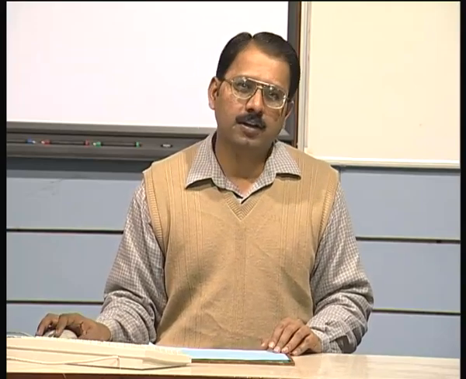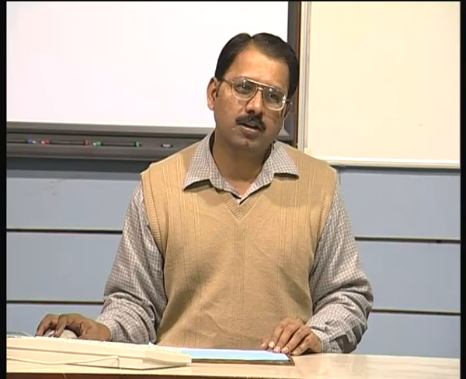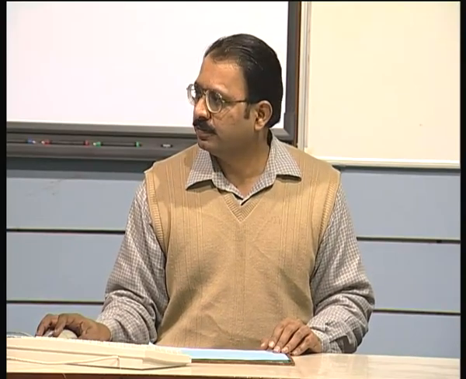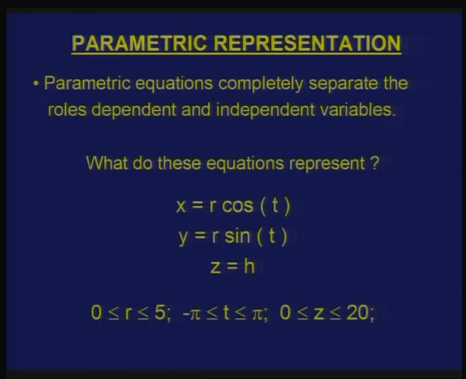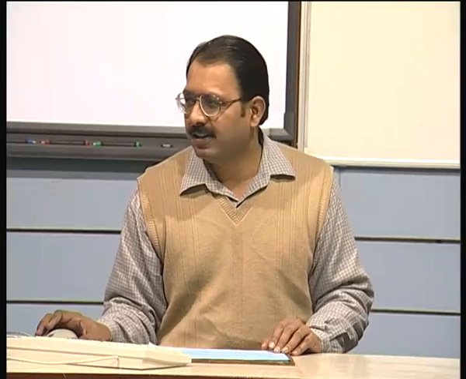I can go to one more higher dimension, where you are varying all three parameters. r is also varied between 0 and 5. Then I have t, which is varied between minus pi and pi, and z, which is varied between 0 and 20. So, what does this represent? It is a solid cylinder.